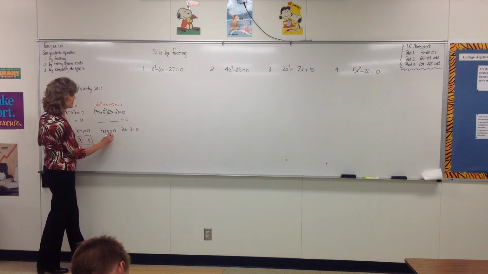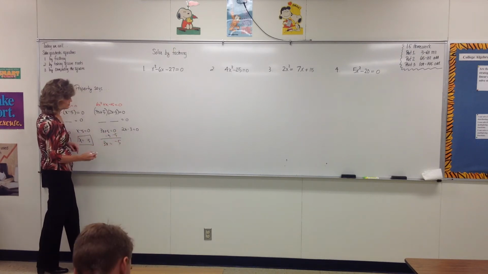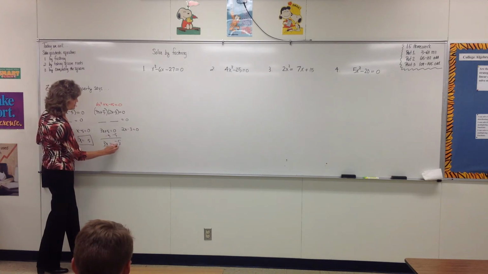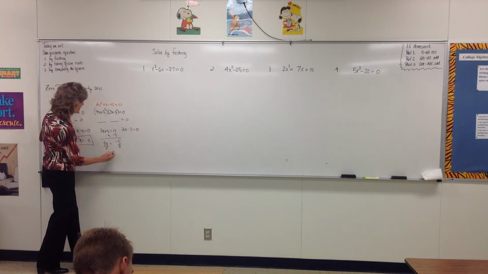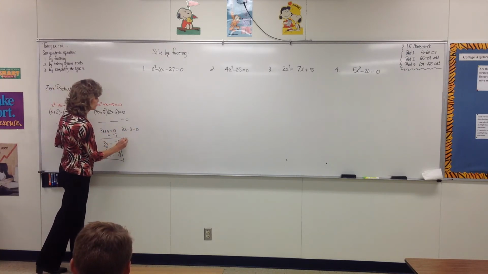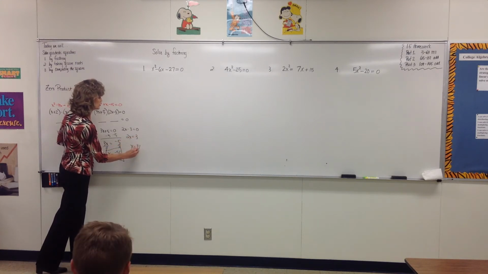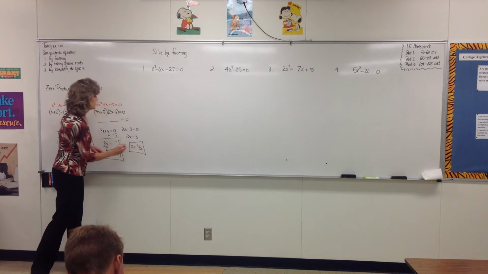So subtract 5 from both sides. That means 3x equals negative 5, and divide both sides by 3. One solution is x equals negative 5/3, and the other one, add 3, divide by 2. 2x equals 3, and x equals 3 halves.